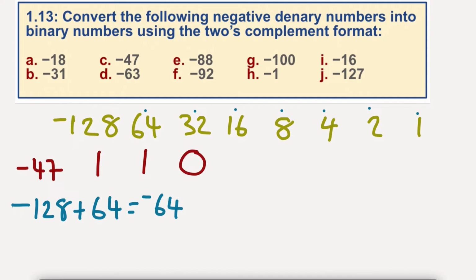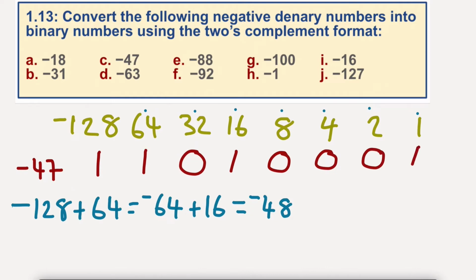What about 16? Adding plus 16 to this would give me minus 48, so I can do that. So plus 16 would equal negative 48. I need to get down to negative 47, so I can put a 1 in there. None of those, none of those, none of those. Add the 1 to it, plus 1 would equal negative 47.